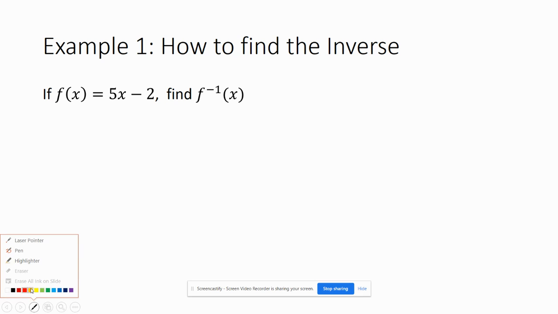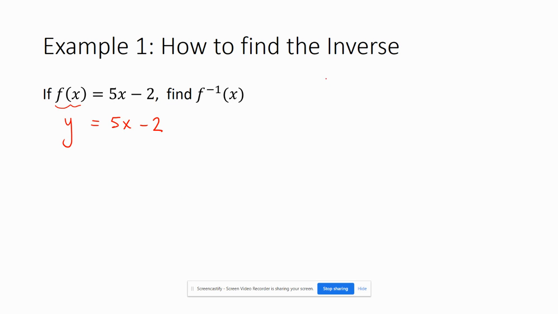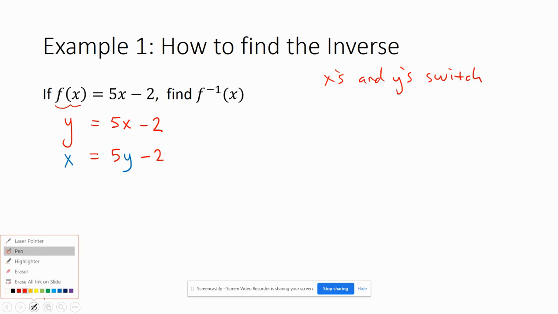What we need to do is first change f of x to y, because we're used to working with y and x instead of f of x. And now, since I said before, the domain and range switch, the x's and y's switch, that's the first thing we want to do in our equation. So I'm going to change y to x and change x to y, but leave everything else the same. So the equals and the 5 and minus 2. So we're doing 5 times y and still minus 2. Now we just want to solve this equation for y. It's already solved for x.